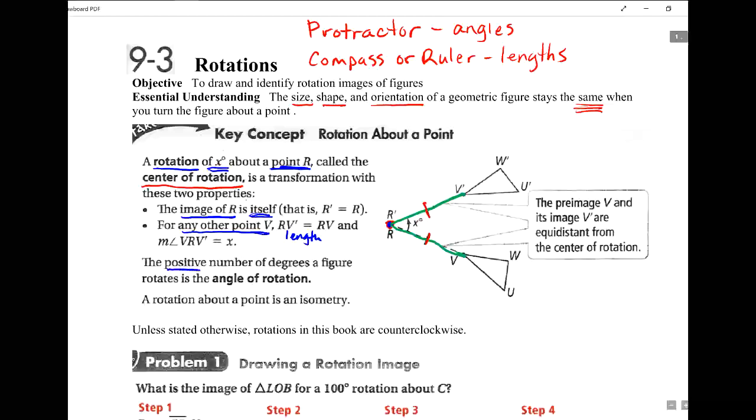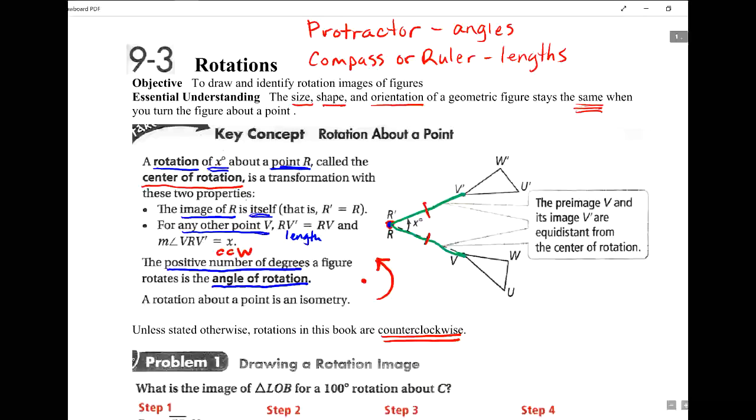The positive number of degrees that your figure rotates is the angle of rotation. Okay, and we always, in this book, unless otherwise stated, rotations are counterclockwise. Positive number of degrees is counterclockwise. That means we go this way around our center of rotation.